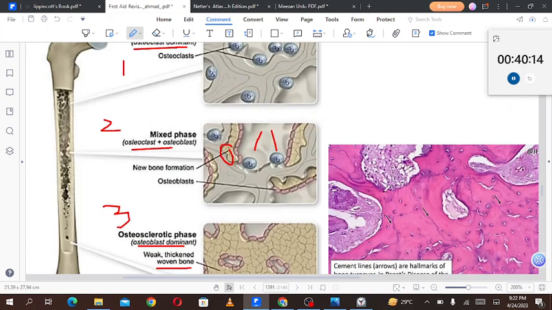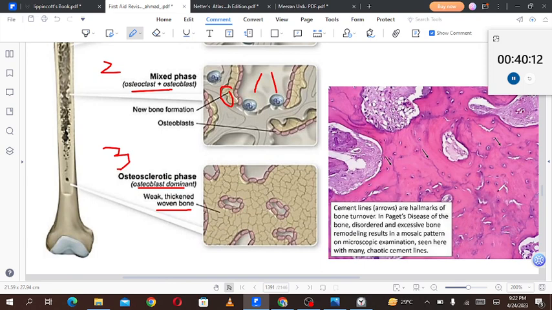Now we'll talk about cement lines, which are shown by the arrows. I'm encircling a cement line over here, and there's another cement line over here. So these are two cement lines, and they are hallmarks of bone turnover.